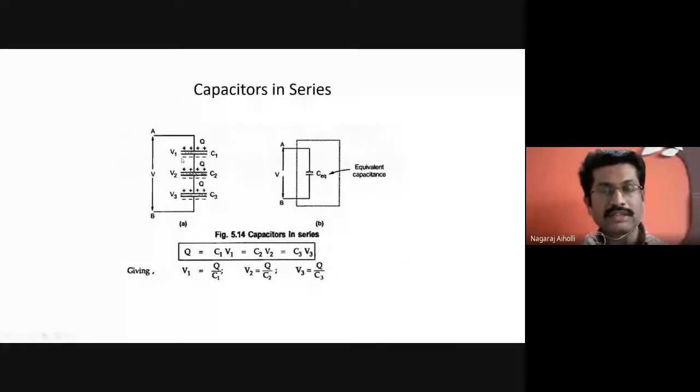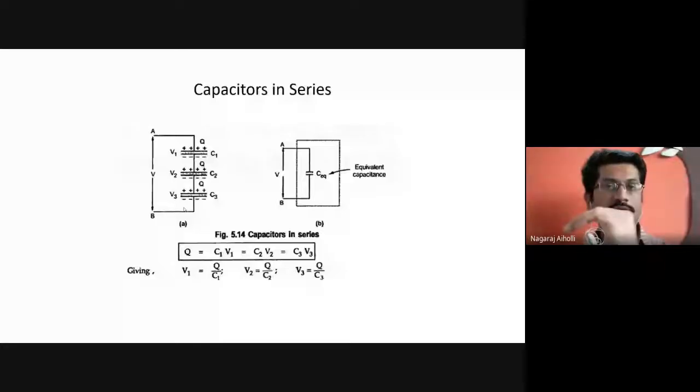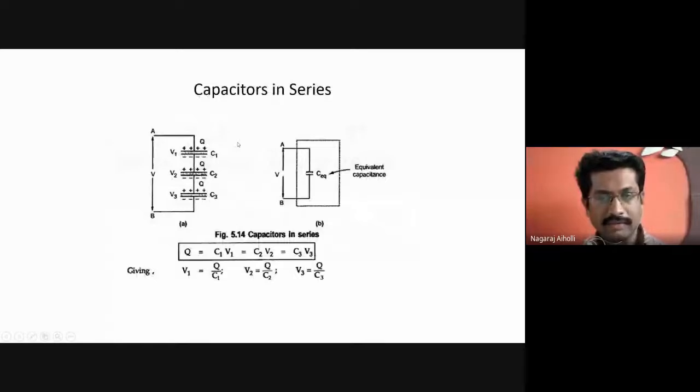For parallel, the voltage V that is applied will be the same for capacitors C1, C2 and C3, as they are connected in parallel. But when it is in series, the total voltage will be the sum of the voltages: V equals V1 plus V2 plus V3. Now substitute: total voltage V is Q by C equivalent, V1 is Q by C1, V2 is Q by C2 and V3 is Q by C3.